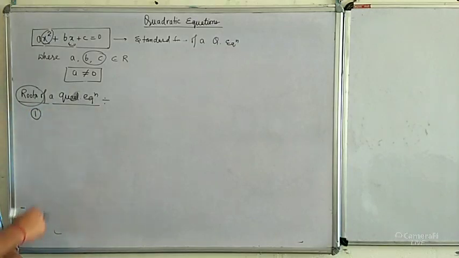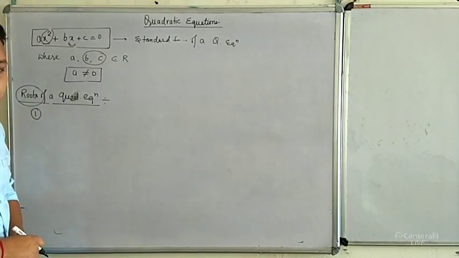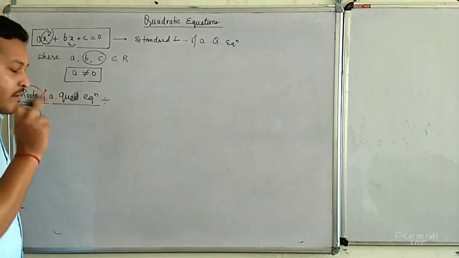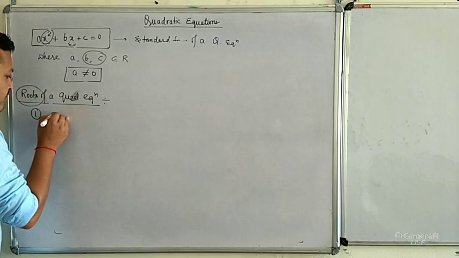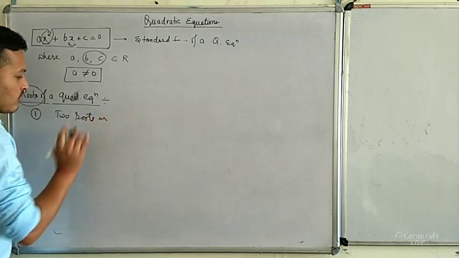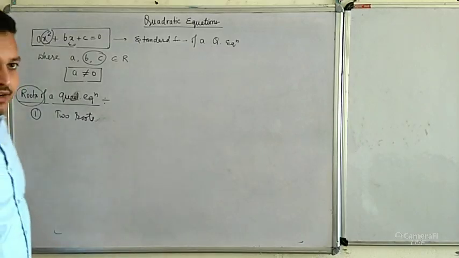First point: what is the rule of the quadratic equation? In every quadratic equation, two roots are possible. So in a quadratic equation how many roots are possible? Two roots.